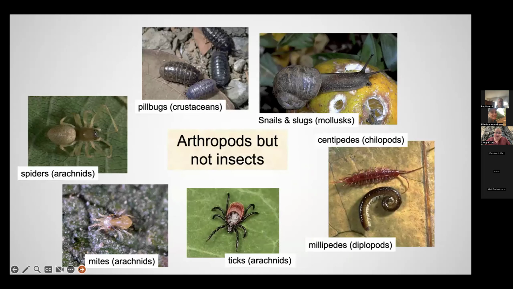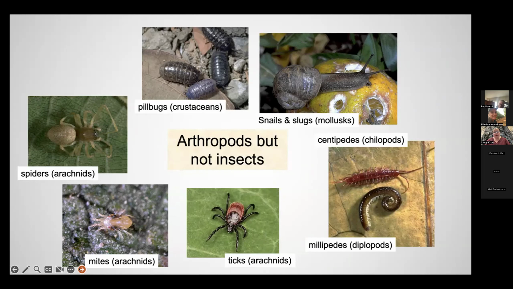So here's some photos of arthropods, but they're not insects. Remember, arthropods is a higher classification. So pill bugs are crustaceans, snails and slugs are mollusks, millipedes and centipedes. You have ticks that are an example of arachnids or spiders. Mites are arachnids, spiders are arachnids.